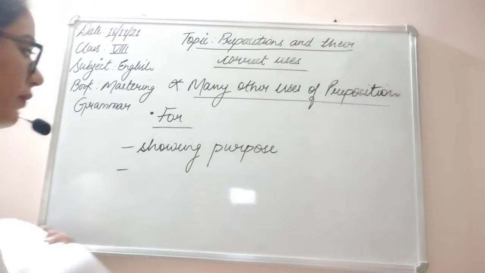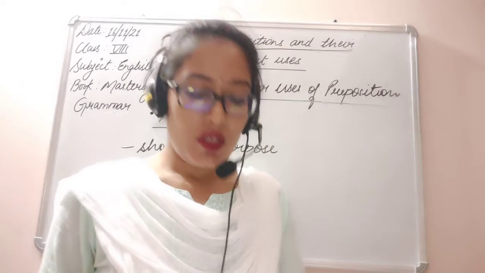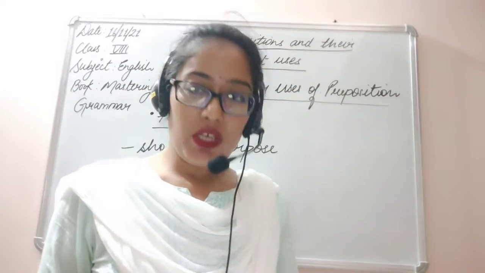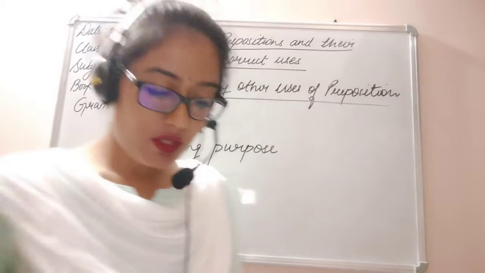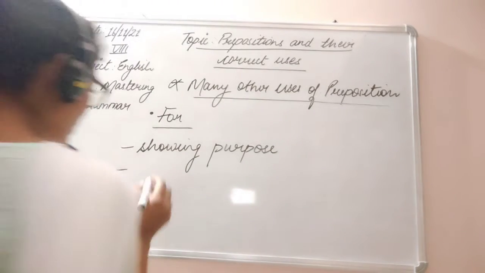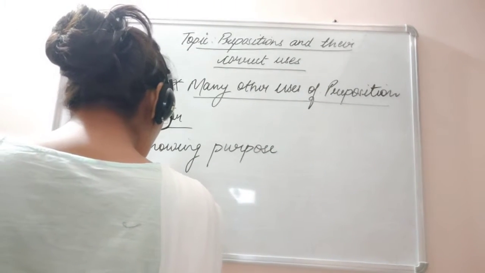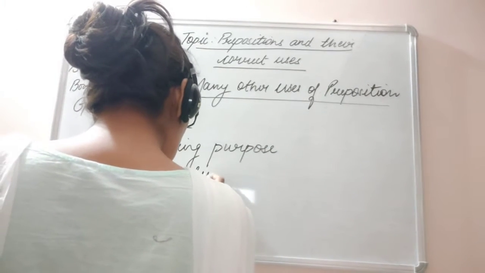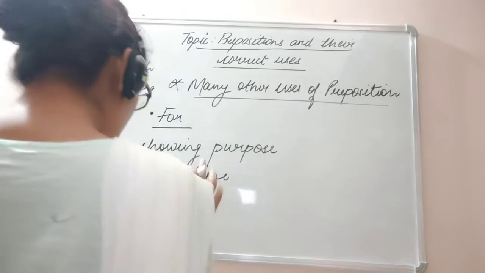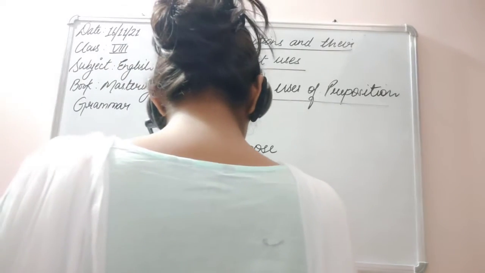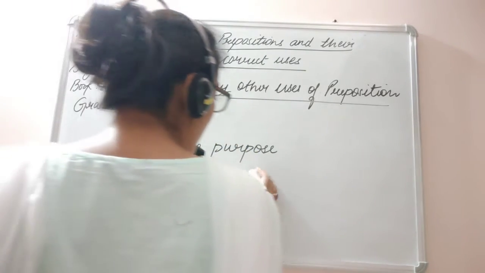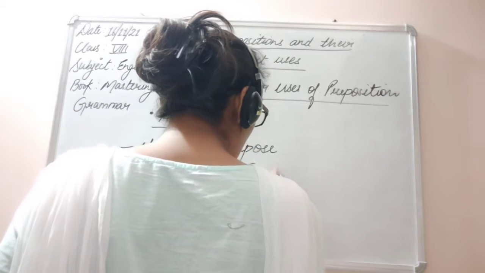Another point, when for is used to show a period of time: he waited for 2 hours, he waited for 5 hours. Okay, to show time or period of time.